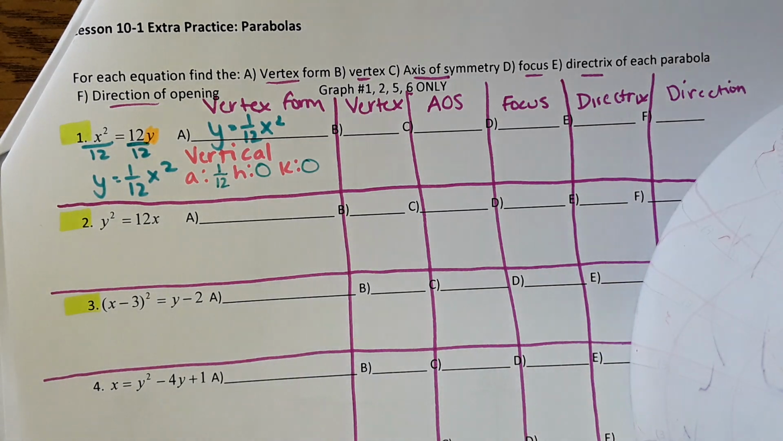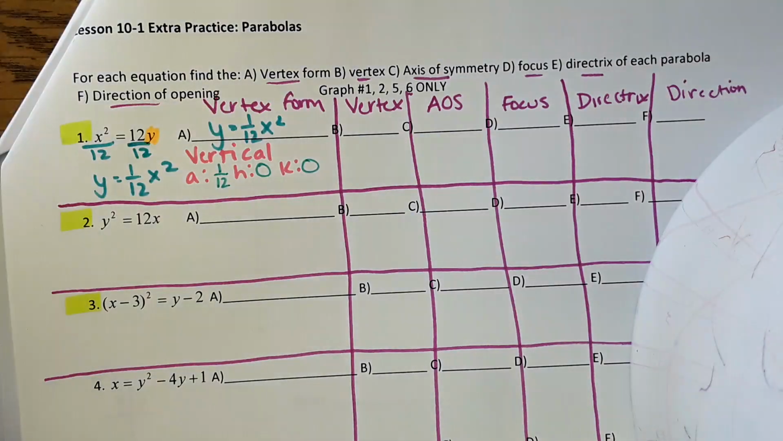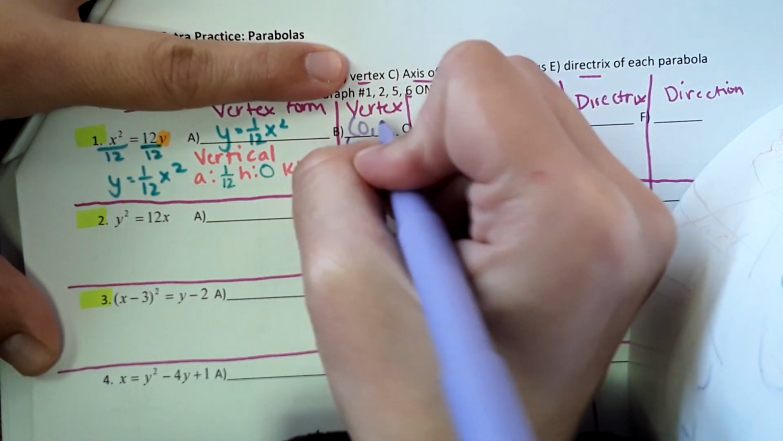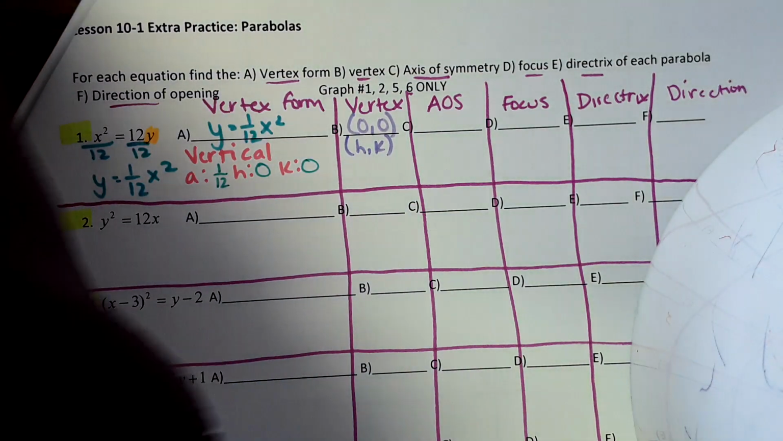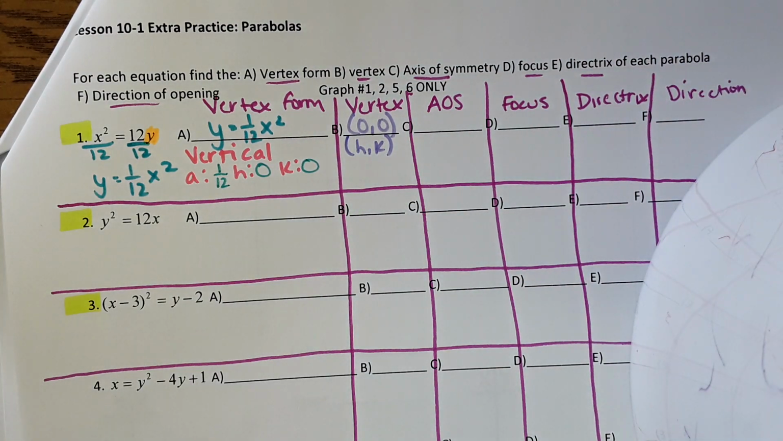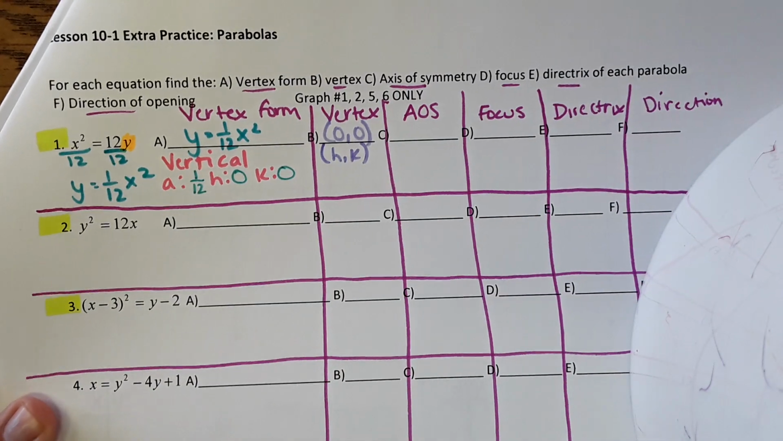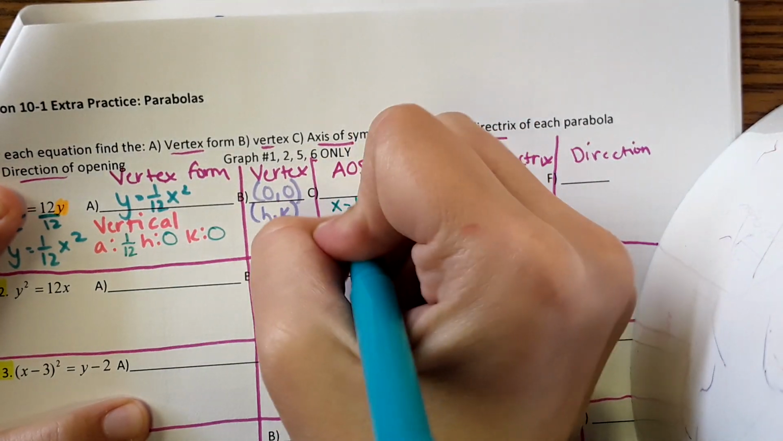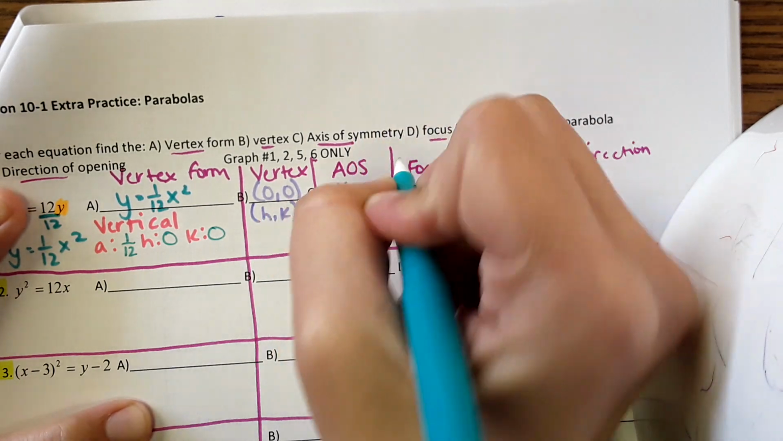Then for vertex, now I'm just referring over here, vertex is HK, and that would be 0, 0. Then for axis of symmetry, looking at the chart again, axis of symmetry is x equals h, so that would be x equals 0.